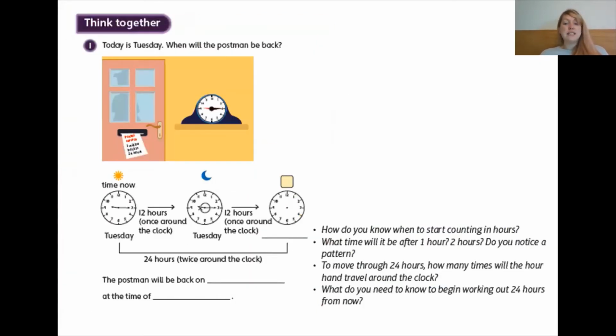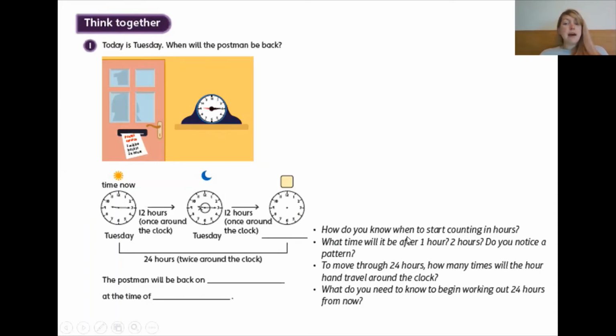So here's your think together. So today is Tuesday. When will the postman be back? It says here on this piece of paper, I'll be back in 24 hours. So you need to have a look at the time on the clock. And then you need to think about what will be the time in 24 hours. So if today is Tuesday and it's 9:15, what time will the postman be back?